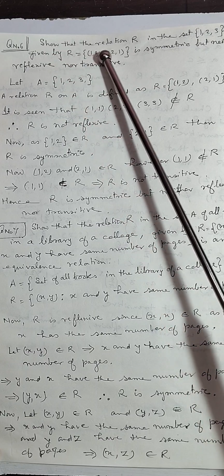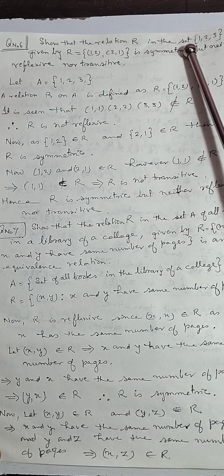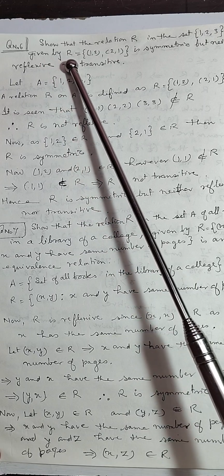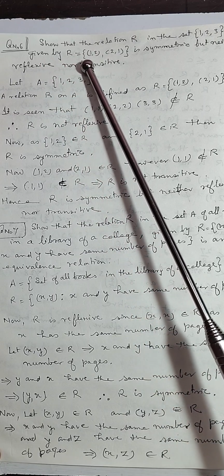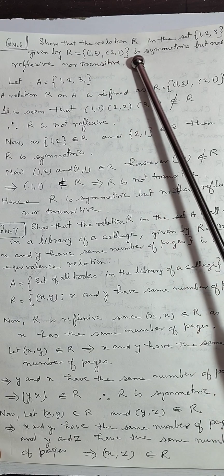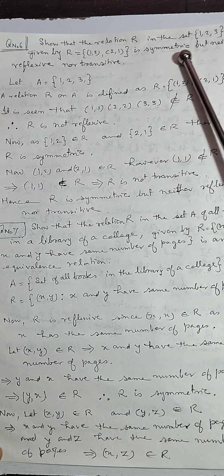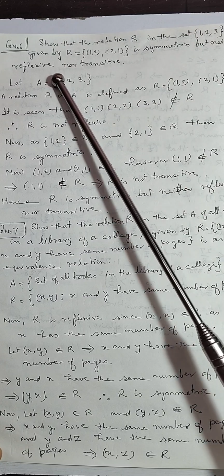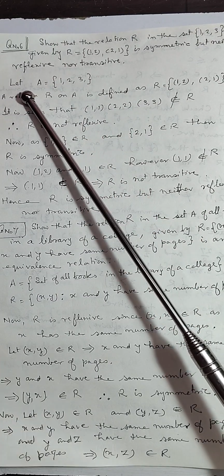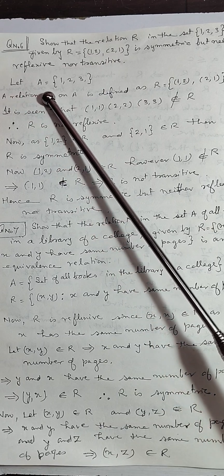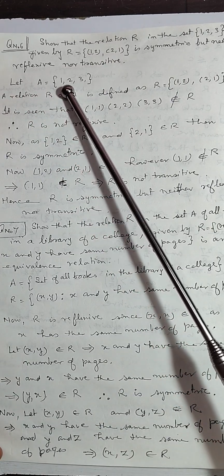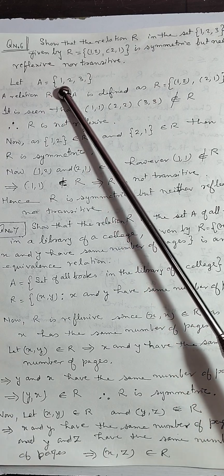Show that the relation R in the set {1, 2, 3} given by R = {(1, 2), (2, 1)} is symmetric but neither reflexive nor transitive. अब देखिए इस क्वेश्चन को कैसे करेंगे. Let A be the given set, A consists of 1, 2, 3.